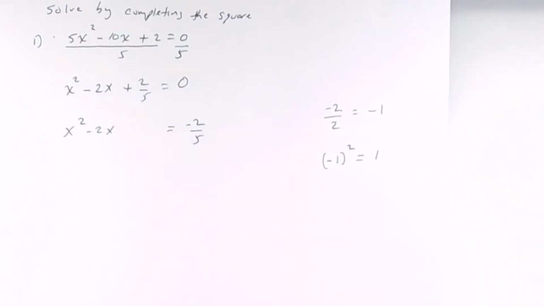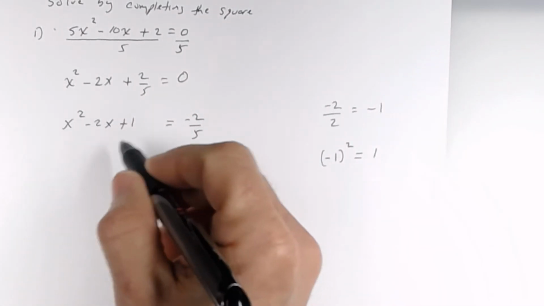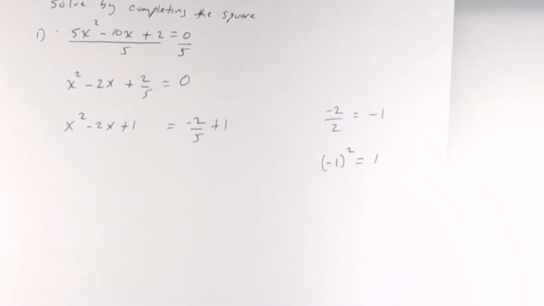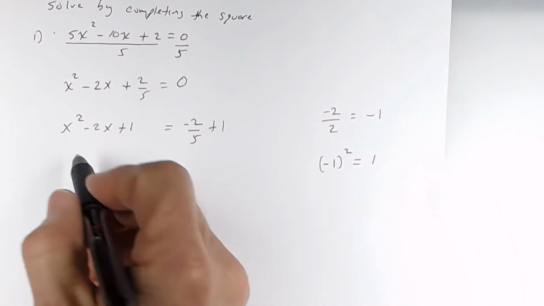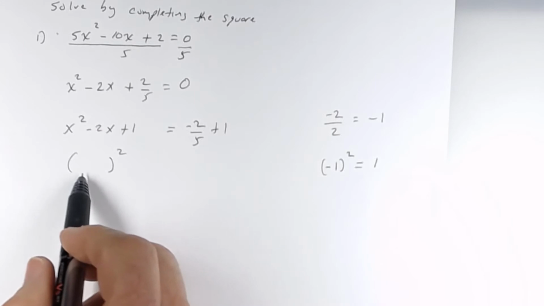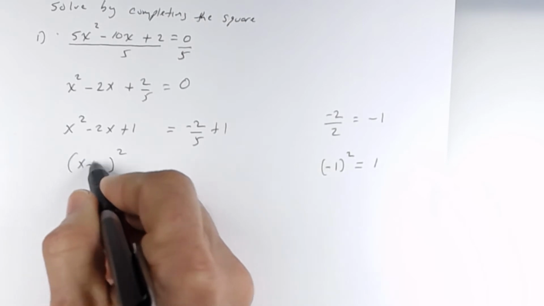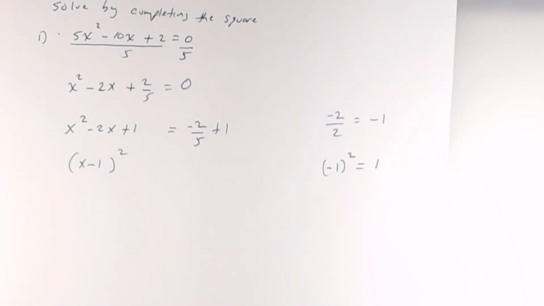Positive 1. Once I get that positive 1, what do I then do to it? You add it to both sides. It's always going to be a +1 or a plus whatever; it's always adding something. Now, if you did this correctly, the left-hand side should be a perfect square trinomial, which means I can factor it as a binomial squared. How can I factor this? x minus 1 times x minus 1, or x minus 1 what? Squared.